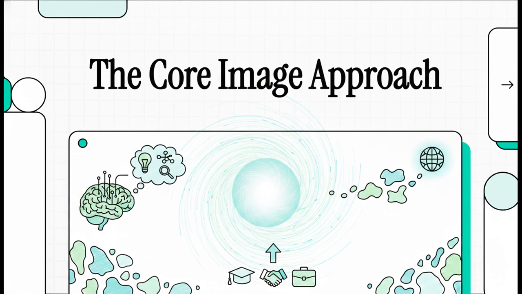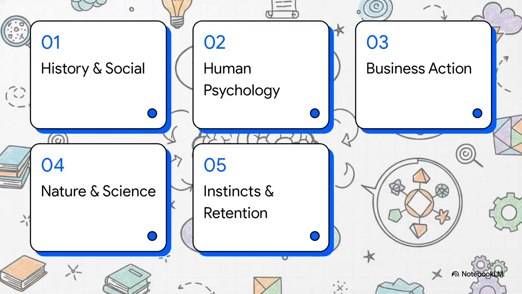We're diving into an absolute masterclass on the core image approach, or core-image. Instead of just memorizing flat, surface-level dictionary translations, we're going to uncover the living, breathing, visual essence of these words. This is exactly what you need for those tough reading sections and speaking interviews. To do this, we're breaking things down into 5 thematic groups today. We've got history and social foundations, human psychology, business action, nature and science, and finally, instincts and retention. Let's get right into it.